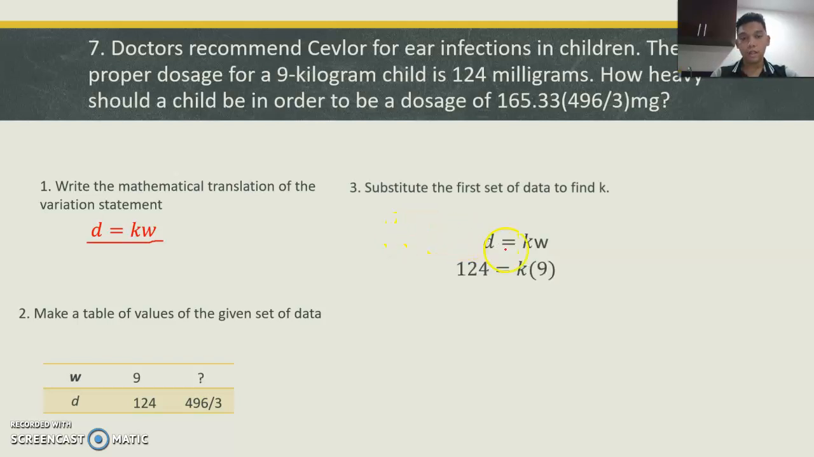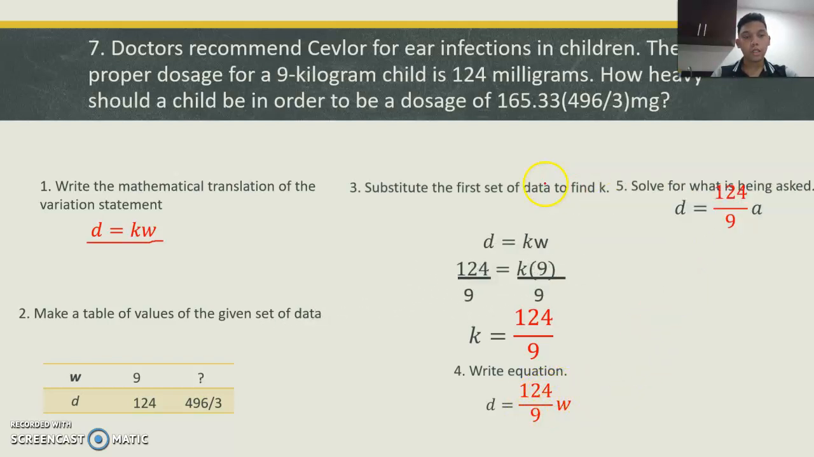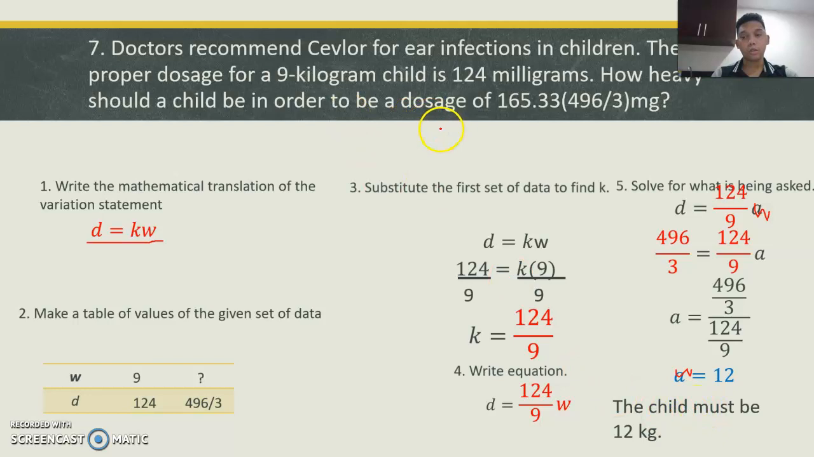Substitute, find k. So k is 124/9. So if k is 124/9, therefore our equation is d is equal to 124/9 W. So we now solve for what is being asked. This is our equation. Replace the dosage with this one, 496/3. And then we divide both sides by 124/9, which is equal to 12. Meaning to say that the child, this is W, the weight of the child must be 12 kilograms in order to be given the dosage of 165.33 milligrams.